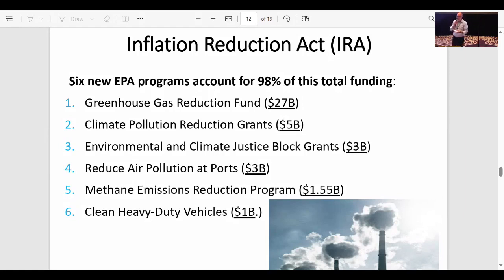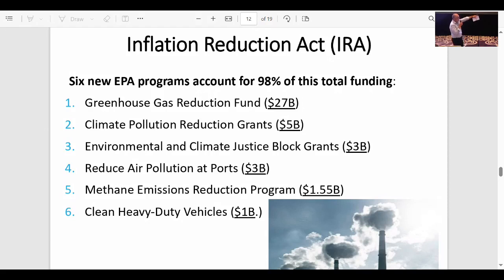We have Laura in the room who has a talk of her own, and she's going to be talking about, I imagine, the Environmental and Climate Justice Block Grants. See, there we go. And then in our program, I have those final three as well: the ports, methane emissions, and clean heavy-duty vehicles.